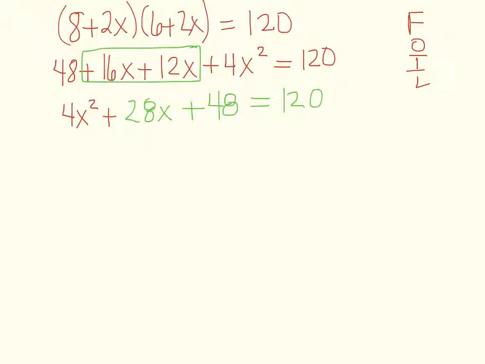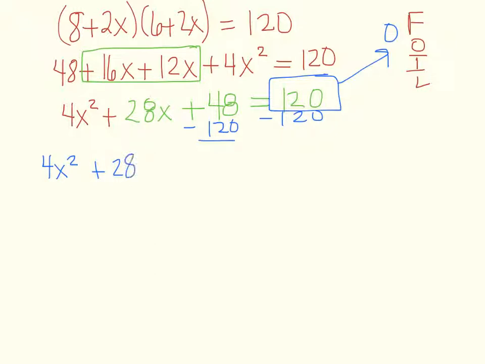Okay. Now, I still don't have this in standard form because if you look on the end here, there's a 120. And to get this in standard form, I need this to be 0. So what I'm going to do is subtract 120 from both sides to put this in standard form. And that would give me 4x squared plus 28x minus 72 is equal to 0. Now I have a quadratic in standard form.